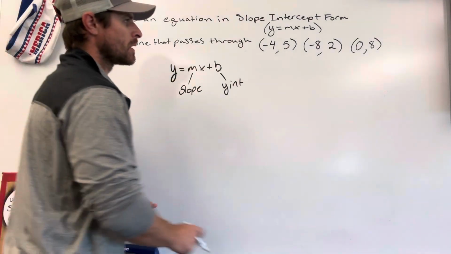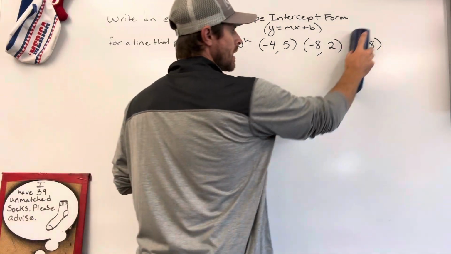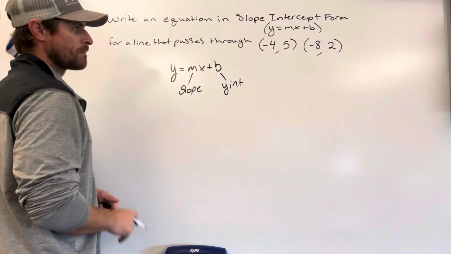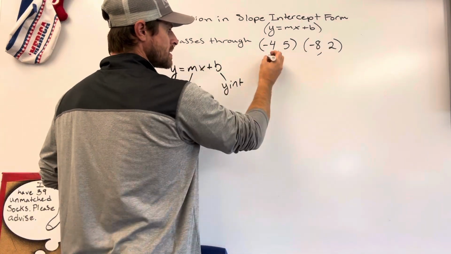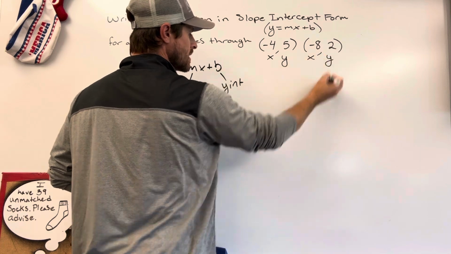So here we go. Let's go back, erase (0, 8). I know we found it with our picture here. I'm going to show you how to find it algebraically. Here are our 2 points. This is an x value. This is a y value. This is also an x value. This is a y value.